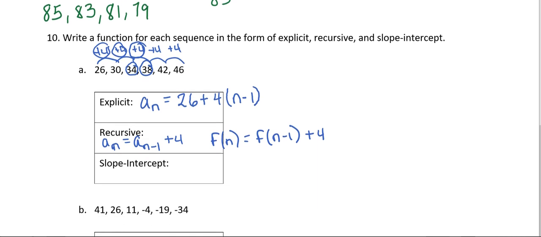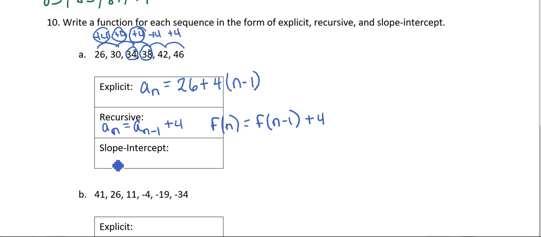Okay, and one more form. I have my slope-intercept form, so I have y equals, my slope is 4, so I would have 4x. In this case, with my slope-intercept, I want my 0 term, so I'm going to back this up one more time. I'm going to get 22. This is my 0 term, so I'm going to add 22 instead of my first term. So I can also write this as y equals 22 plus 4x.